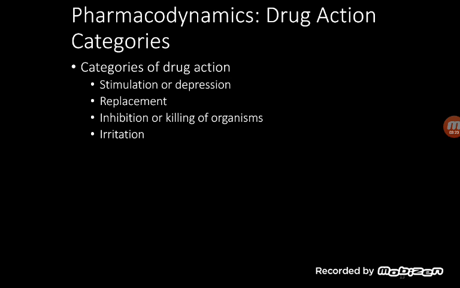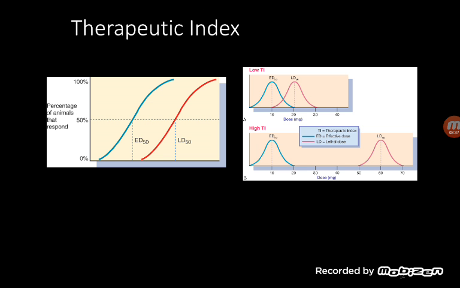Pharmacodynamics, drug action categories. So we look at the categories of drug action. We look at stimulation or depression, replacement, inhibition or killing of organisms, and irritation. We looked at the therapeutic index quite a while ago, looking at the index in between where the drug at first becomes therapeutic and we get the response that we want, and then at the top of that therapeutic index is where it's still therapeutic, but anything above that is oftentimes toxic.